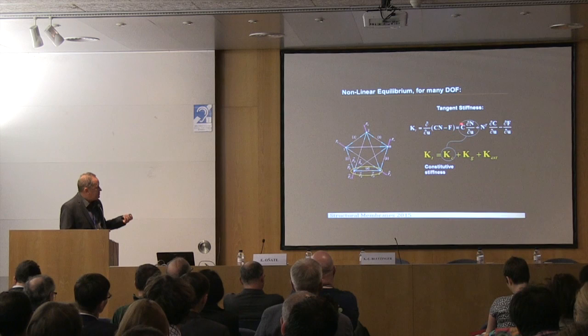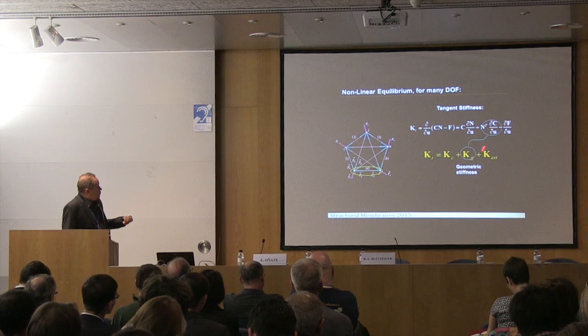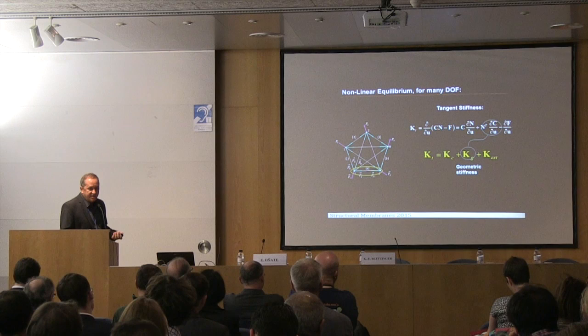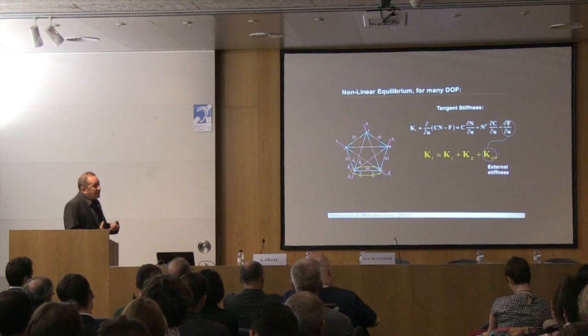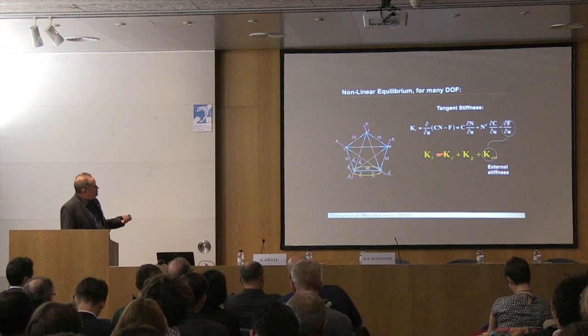A geometric stiffness, which is a reluctance of the system to change its geometry given a set of loads, and an external stiffness, which is a reluctance of the external field to change. So this decomposition is important, for instance, when you study the stability of the system.